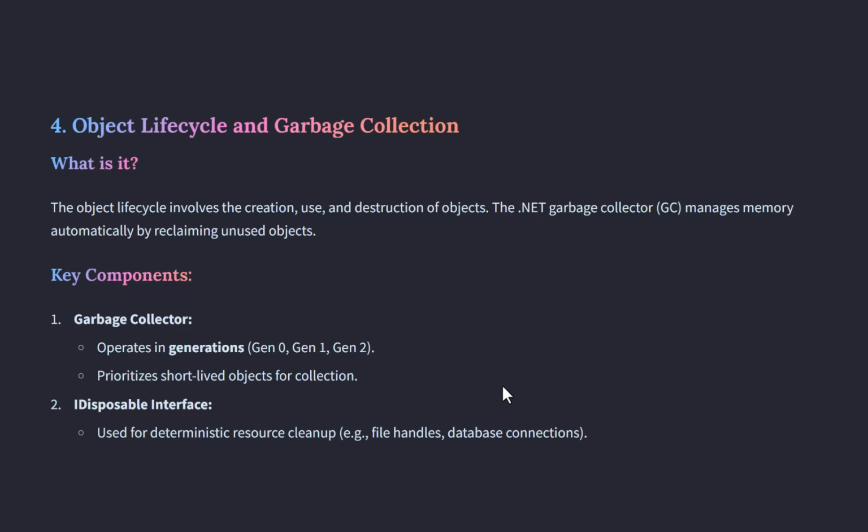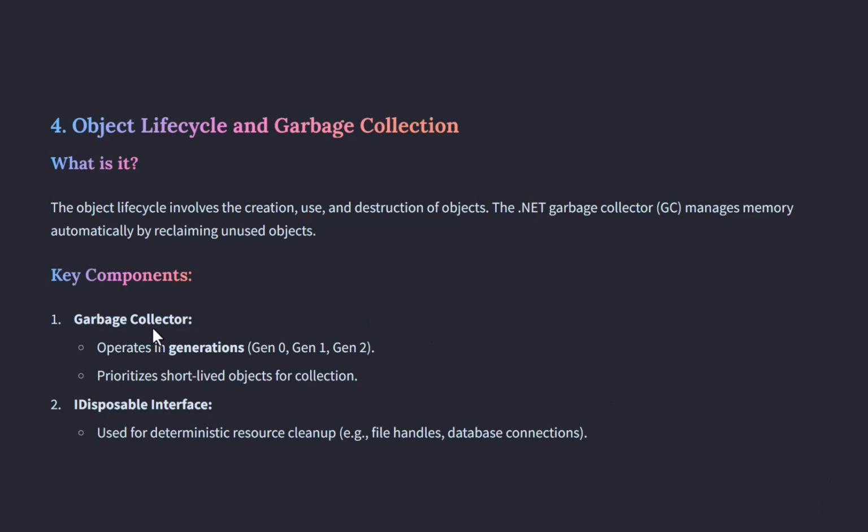Number 3 is the usage of our object. In that case, the object is actively used in the application. Number 4 is the garbage collection itself. When no longer needed, the object becomes eligible for garbage collection. And the last one is destruction. That one, the object's memory is reclaimed and its resources are released.